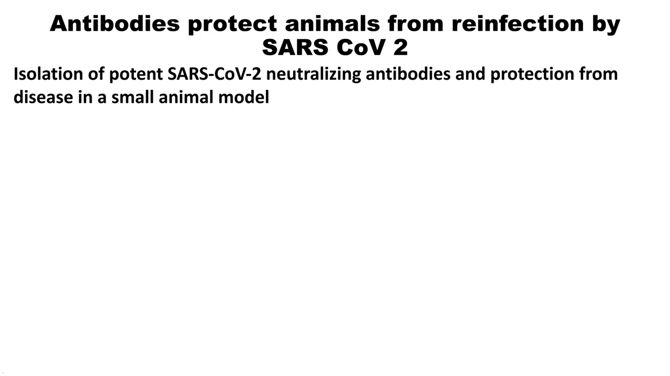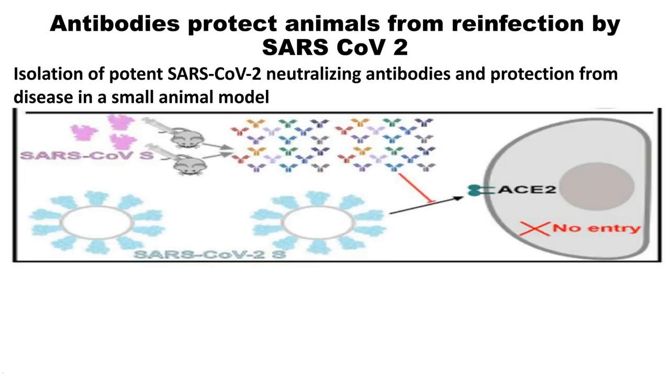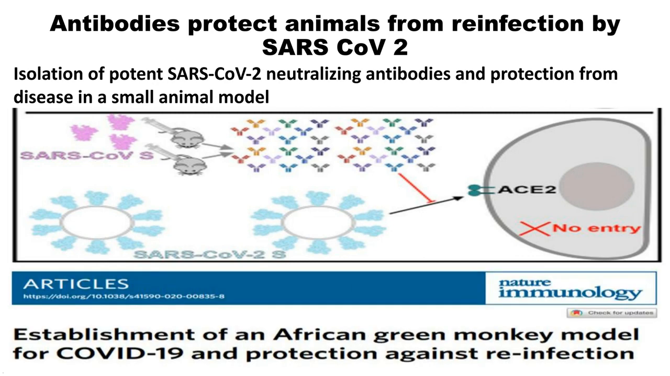Antibodies, when transfused into animals, provided protection. And animal models, both in Syrian hamsters as well as in African green monkey models, were established, which proved that it was possible to protect against reinfection once antibodies are transfused to them.